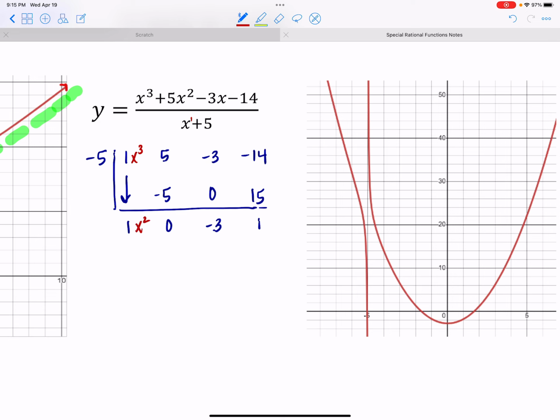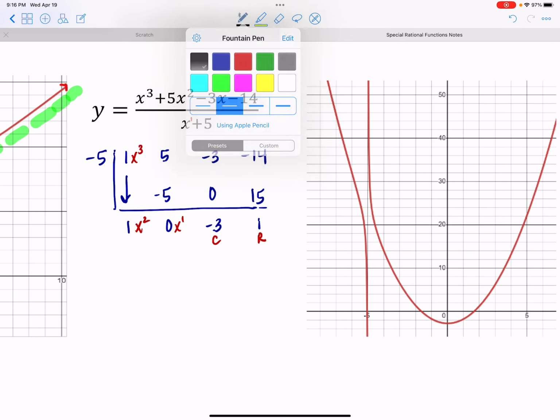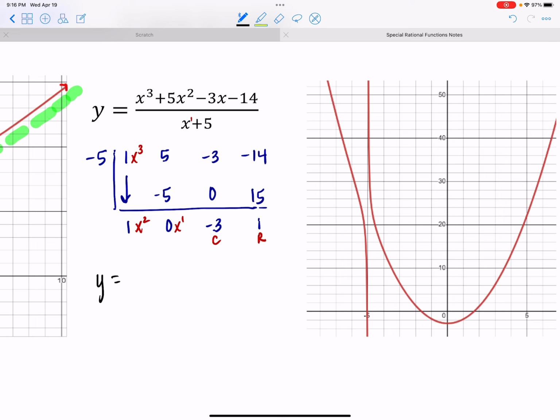I'm not going to have an x to the first term, but this is my constant, and this is my remainder. So now I can rewrite my function. It's going to be rewritten as 1x squared minus 3 plus my remainder of 1 over my divisor, which was x plus 5. Now again, this part of the fraction, this is my parent function, right? There's my parent rational function.